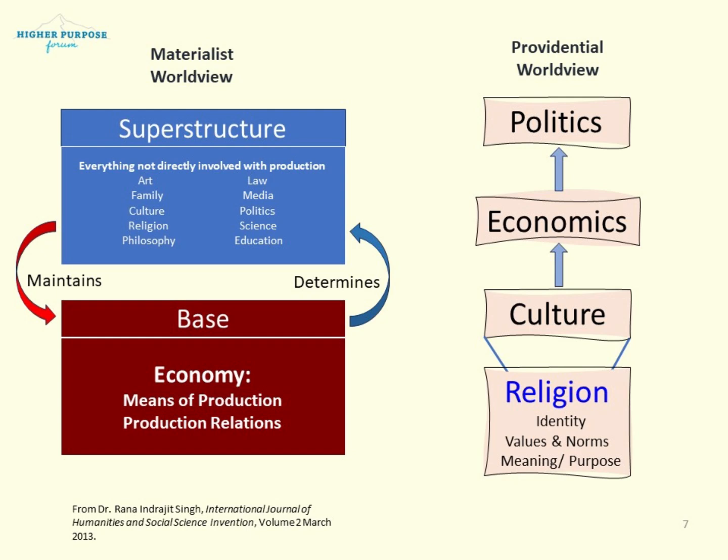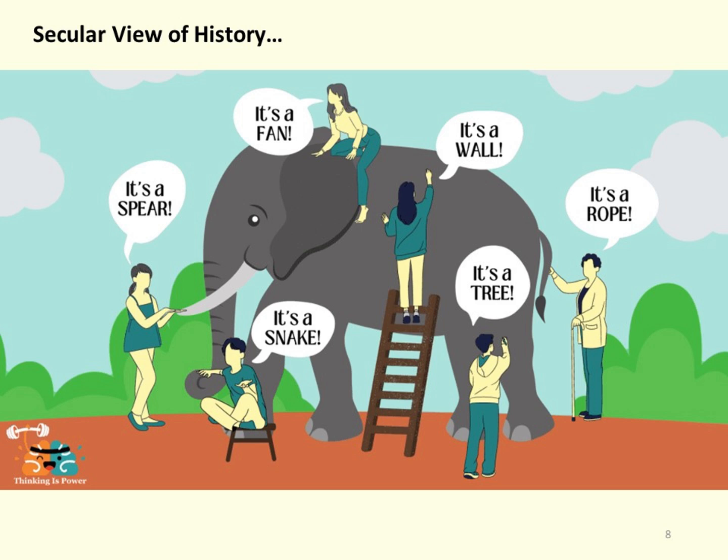So if you look at the Marxist view and the providential worldview, you'll see that the top two boxes here, economics and politics, are the same. The providential worldview would agree that economics is fundamental to politics, but before economics, upstream of economics, is culture, and upstream of culture is religion. So these are two very different ways of thinking about the forces behind history.